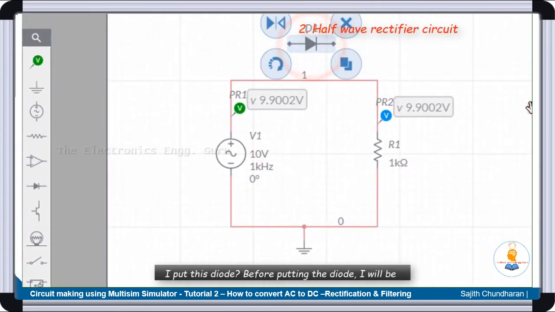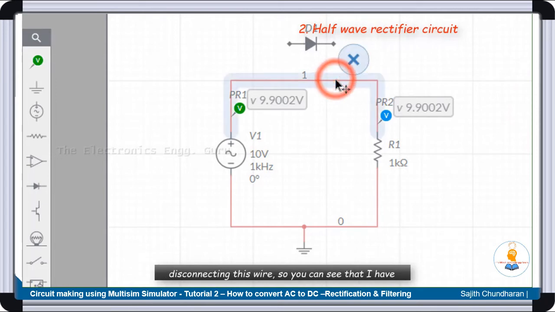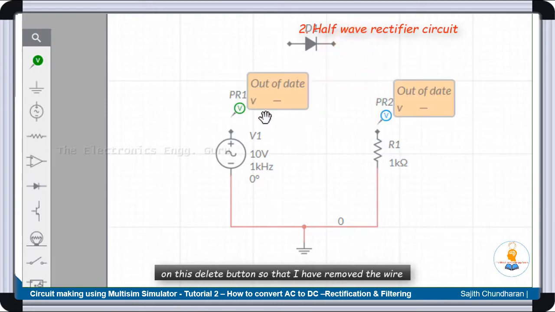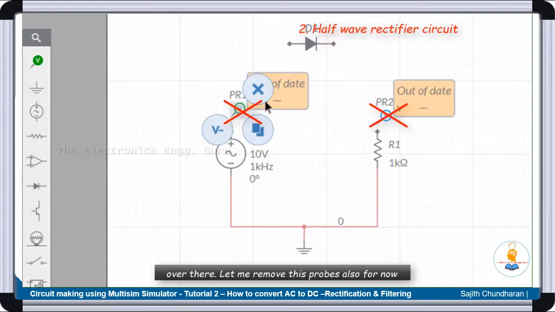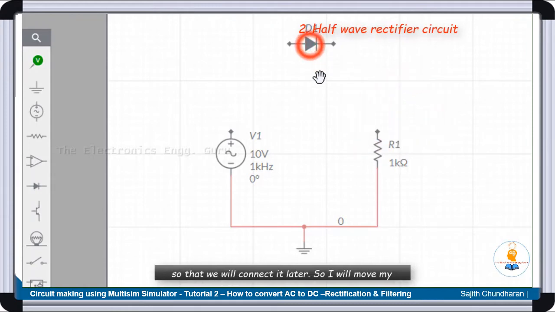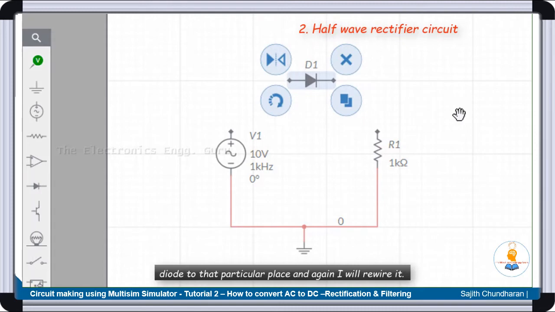Right, so where do I put this diode? Before putting the diode, I'll be disconnecting this wire. So you can see that I've clicked the wire over there, and I'll be clicking on this delete button so that I have removed the wire over there. Let me remove these probes also for now, so that we will connect them later on. So I'll move my diode to that particular place, and again I will rewire it.